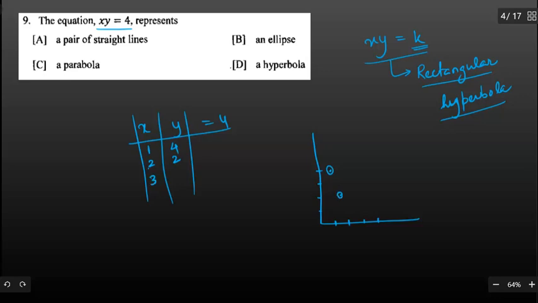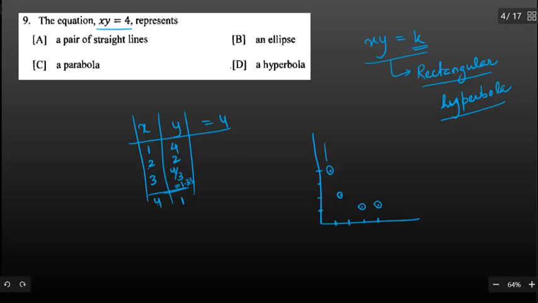At x equals 3, y will be equal to 4 by 3, because y is equal to 4 by x. So 4 by 3 is almost equal to 1.33. So where will 1.33 come? Just a little above 1. So at 3, this is at 1.33. Let us say at this level. And at x equal to 4, y will be equal to 1, because 4 multiplied by 1 is equal to 4. So at x equal to 4, y will be somewhere near this.